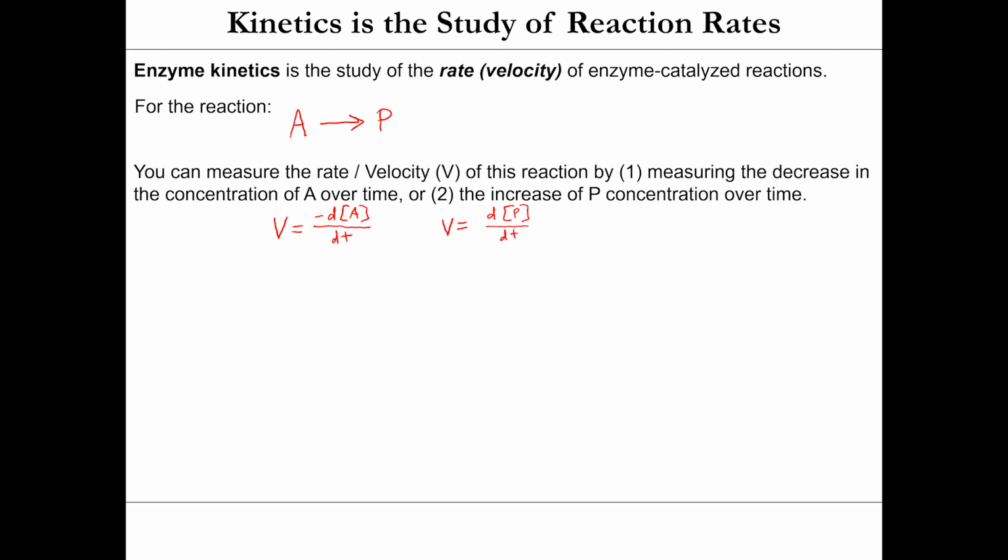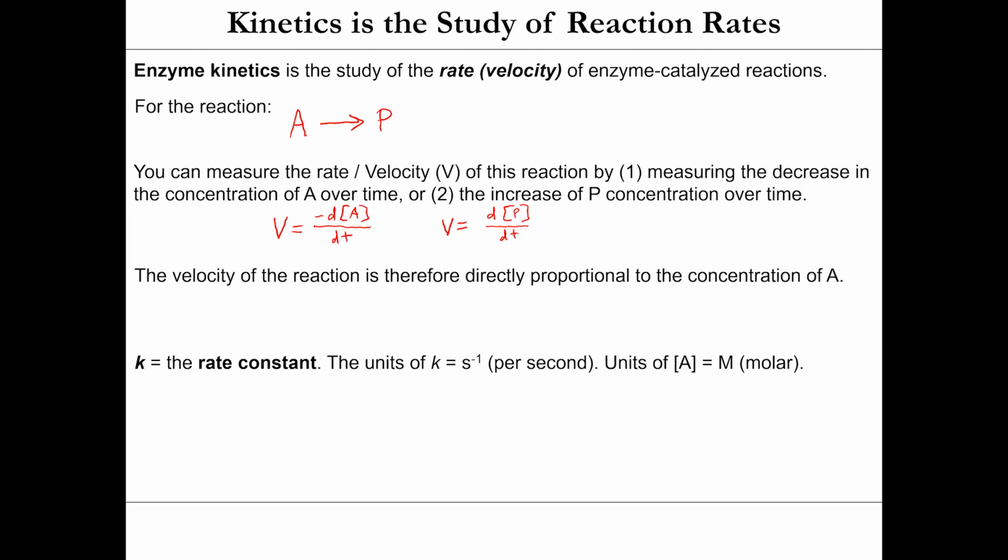So the velocity of the reaction is directly proportional to the concentration of A or P, but let's keep it with A. So you could also more simply write this reaction as the velocity equals k times the concentration of A. And that k is going to be our rate constant. And for this type of reaction, the units of that rate constant are going to be per second, so second to the power of -1. So the units of A are going to be in molar because that's the unit of concentration.